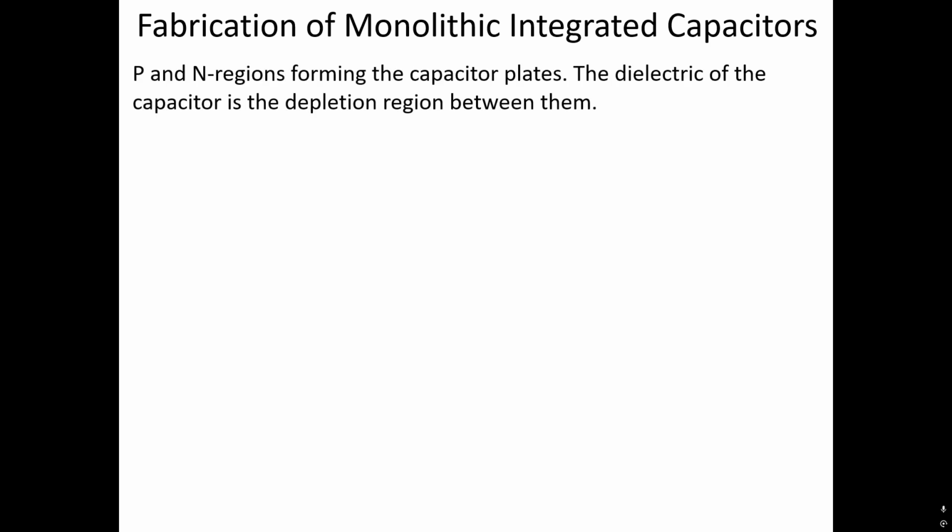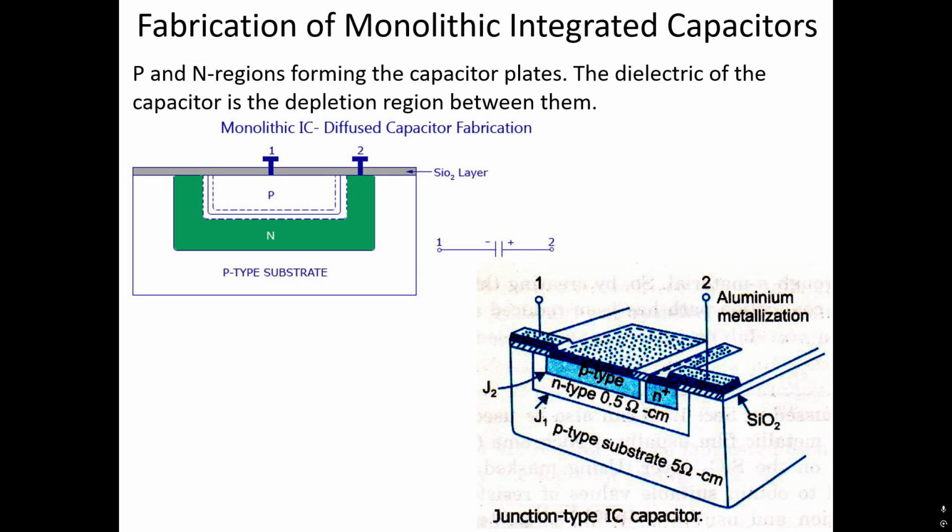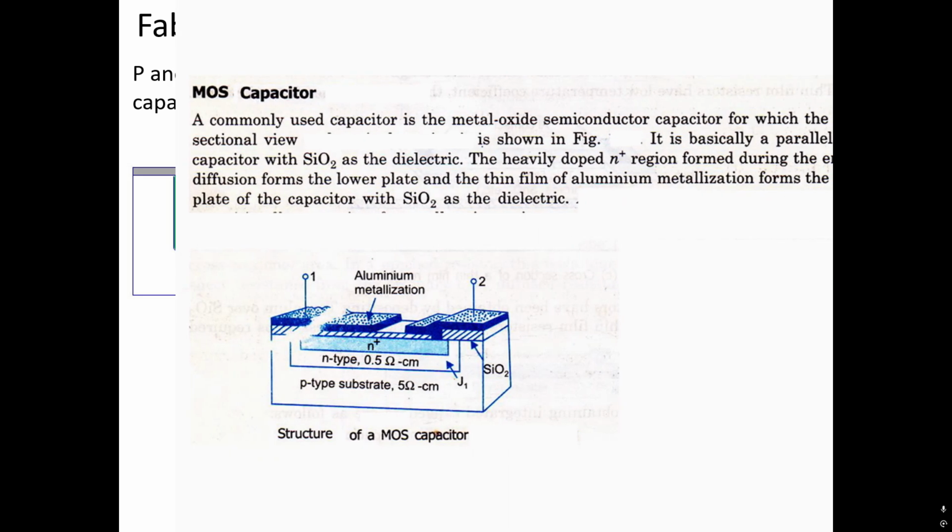Next we have fabrication of monolithic integrated capacitors. P and N regions forming the capacitor plates. The dielectric of the capacitor is the depletion region between them. So this is called a junction type IC capacitor.